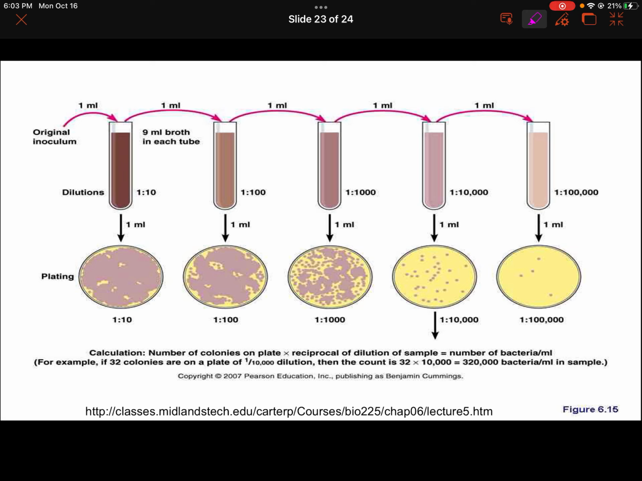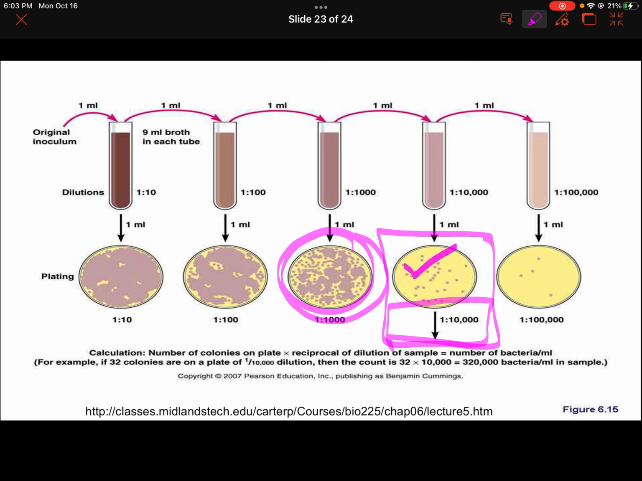So you might be asking me, Miss, where do we start counting the colonies? Of course, you have to find the lowest dilution where you can observe separated or isolated colonies. In this case, you can count here, because you cannot count here; the colonies are still sticking to each other. So you can use this dilution factor. You count all the colonies on the plate, and then you multiply it with the dilution factor. That's how you get the colony count, CFU per ml, or sometimes bacteria per ml.